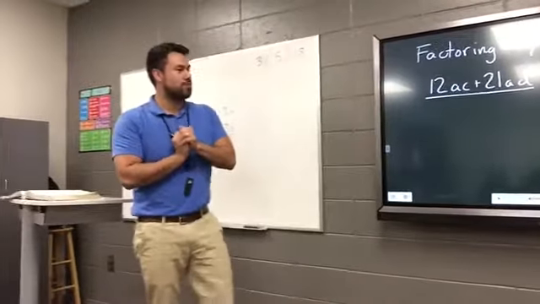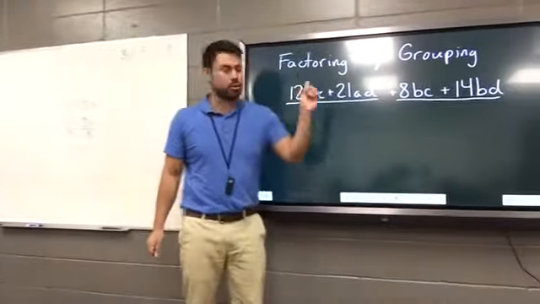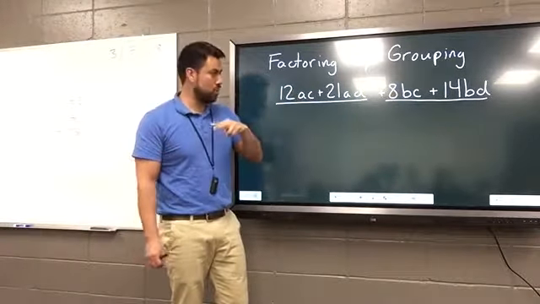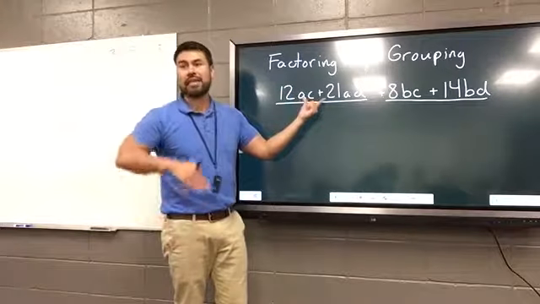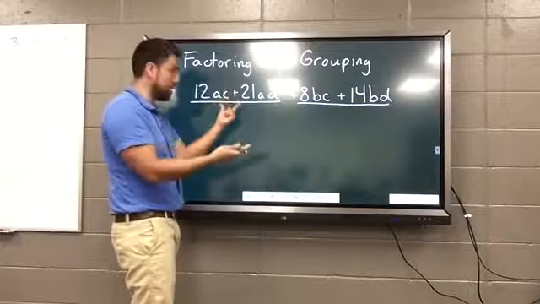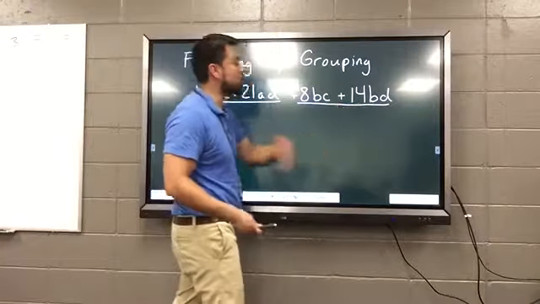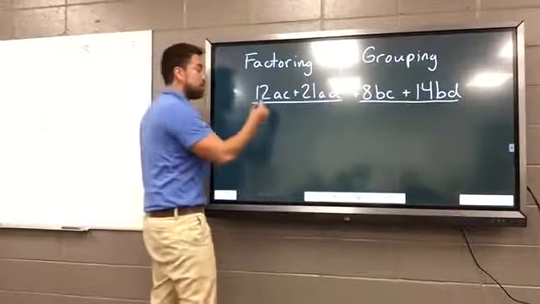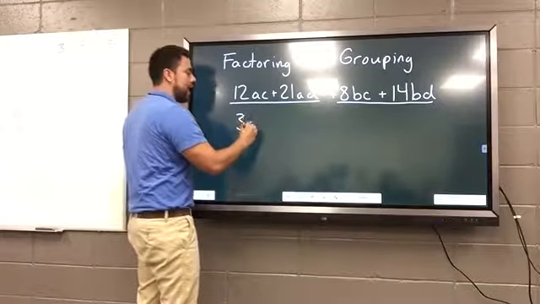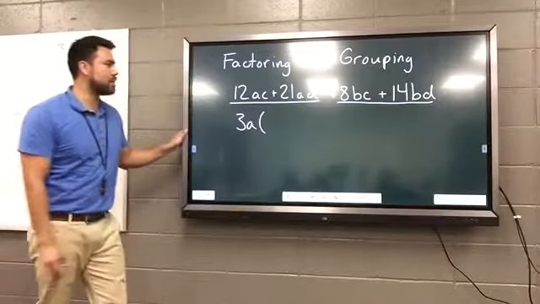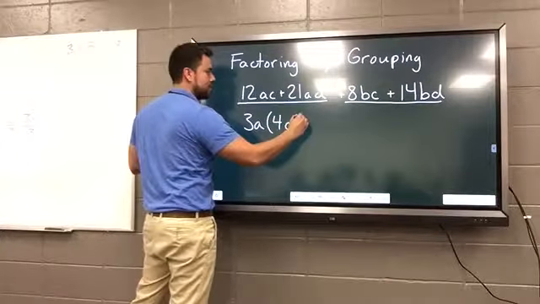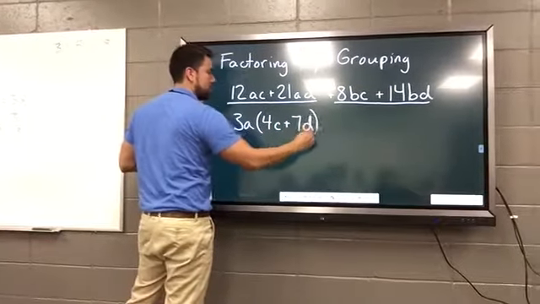And this is how it's going to work. When you're grouping, listen carefully. When you're given 4 terms, you want to have 2 pairs of 2, and the pairs just have to have any common factor other than 1. So do these 2 have a common factor other than 1? Yep. Do these 2 have a common factor other than 1? Okay. So what's the GCF of just these 2? Let's just factor those 2 first. 3a. And then what would be left in the parentheses? 4c plus 7d.